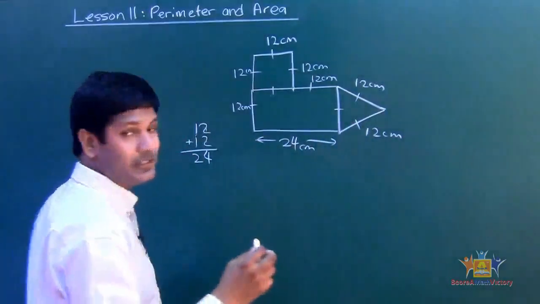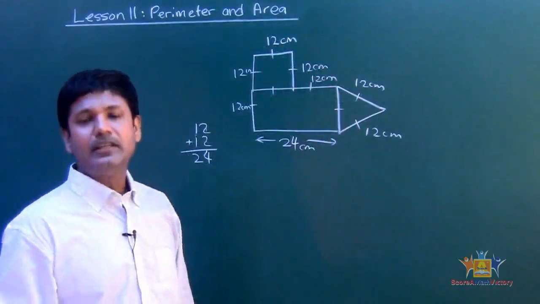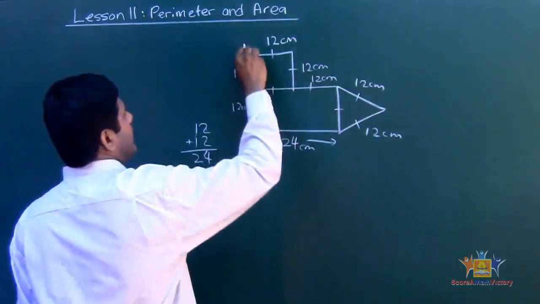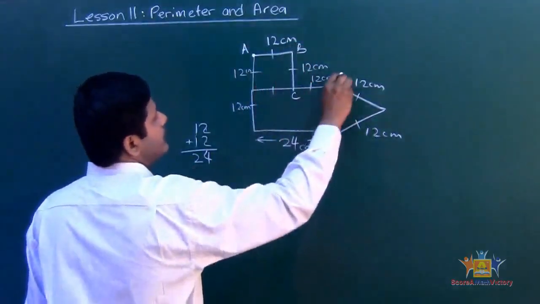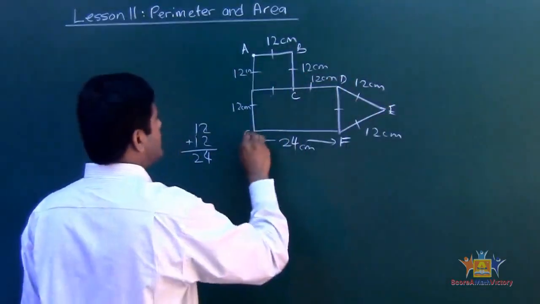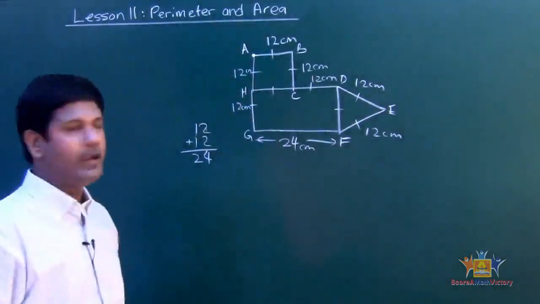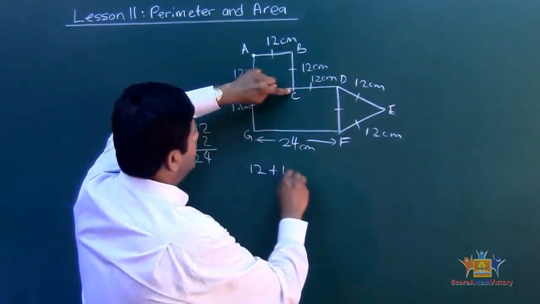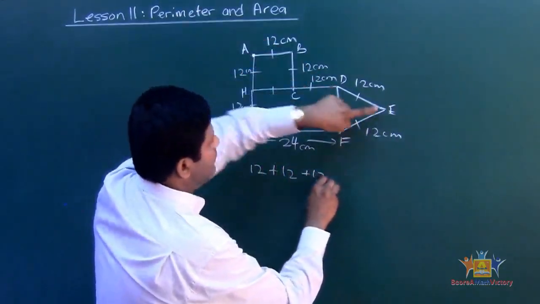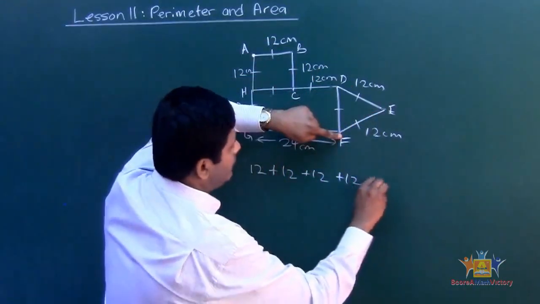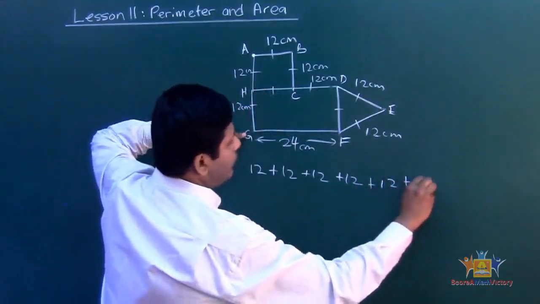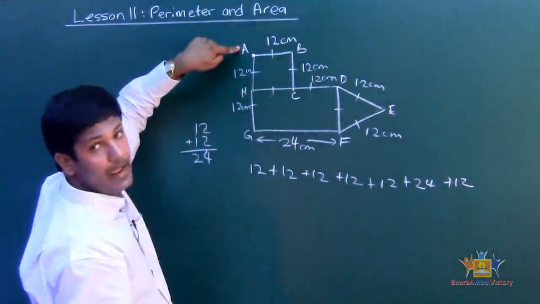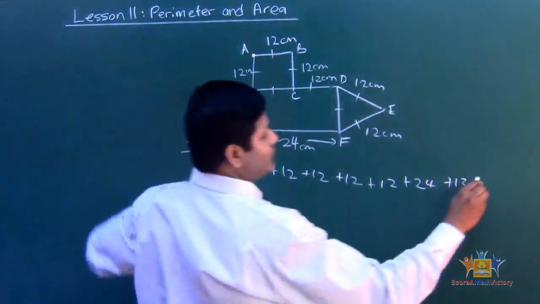Okay, good. So what's our next step? We already put all the measurements. Now we locate the starting point. Let's start right here. This is going to be my A, so this will be B, C, D, E, F, G, H, and back to A. Let's start from A. A to B is 12. B to C is 12. C to D is 12. D to E is 12. E to F is 12. F to G is 24. G to H is 12. And H back to A, where we started, is also 12.